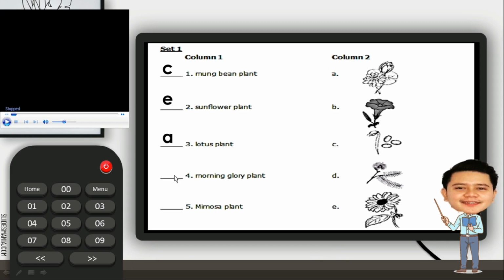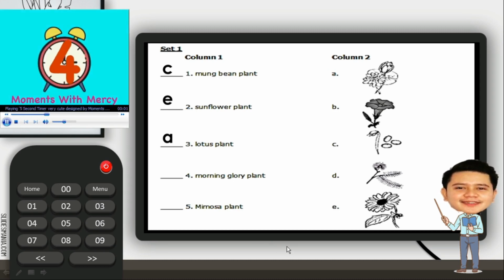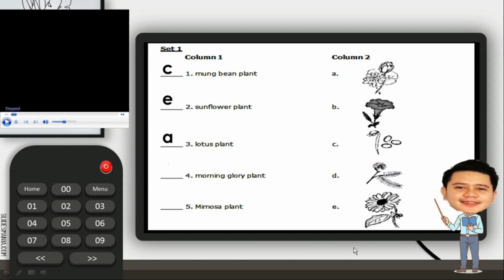Next, number 4, morning glory plant. Again, morning glory plant. So what do you think is the correct answer here? Is it letter B or letter D? 5 seconds, starts now. Alright, the correct answer is letter B. Very good. And of course for number 5, it is letter D. So this is the mimosa plant.